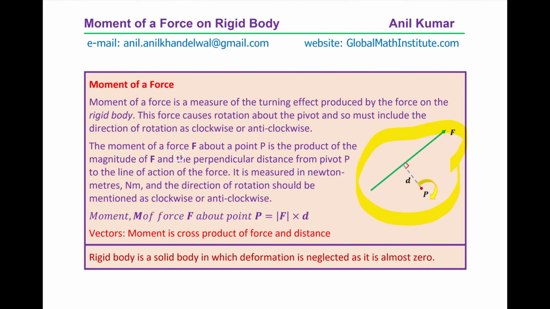So the moment of a force F about a point P is the product of the magnitude of force F and the perpendicular distance from the pivot P to the line of action of the force. So the important thing is the line of action of the force. Now force is a vector quantity. So when I apply this force, we are always considering the line of action of the force. And the distance considered will be the shortest distance, correct? So perpendicular distance will always be the shortest distance.